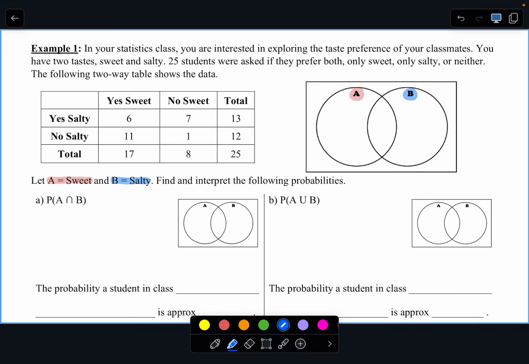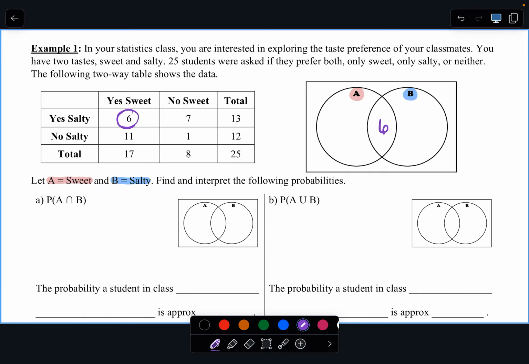And we are going to go in and we're going to see where we're going to place these numbers. First things first, my best piece of advice for these types of things is I always put the overlap down first. So the overlap of these two things would be someone who likes sweet and salty food. So that means I'm going to put these 6 people in the middle.